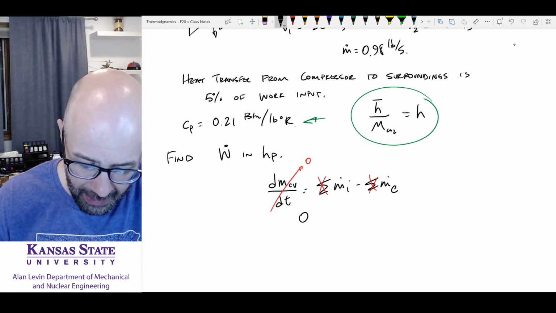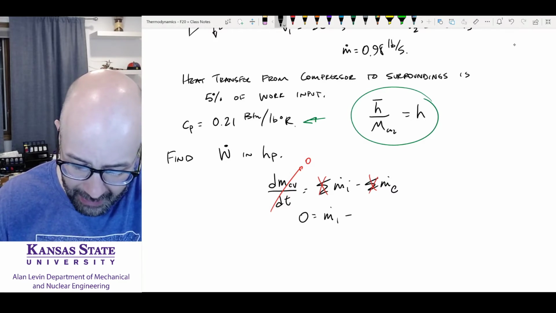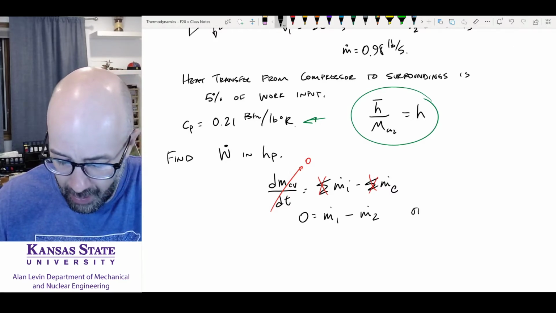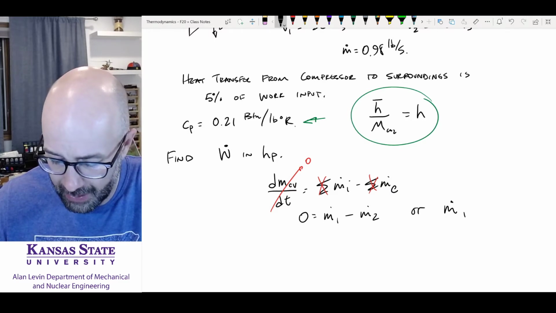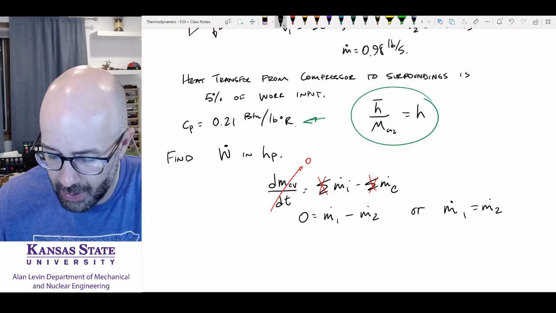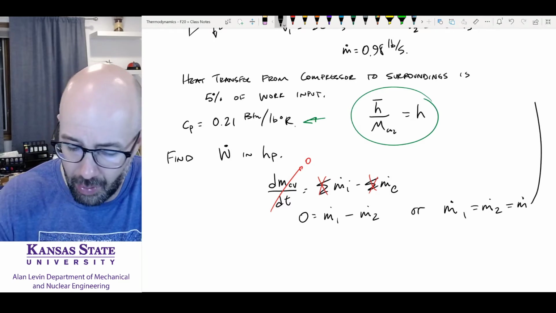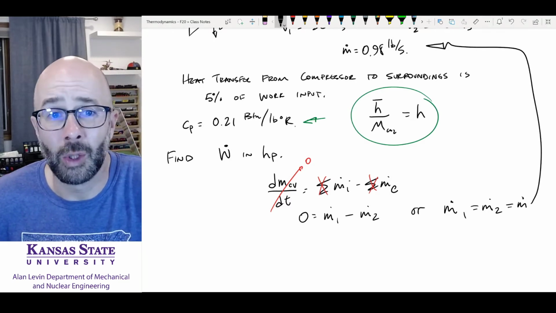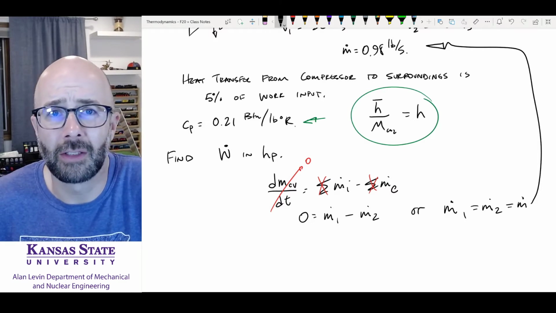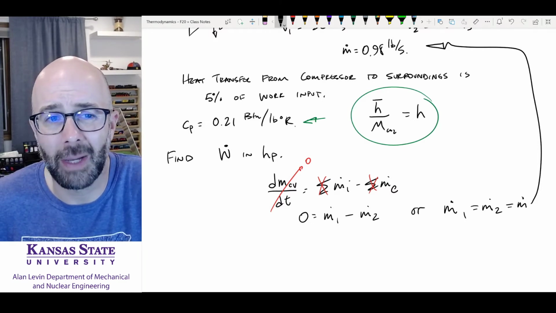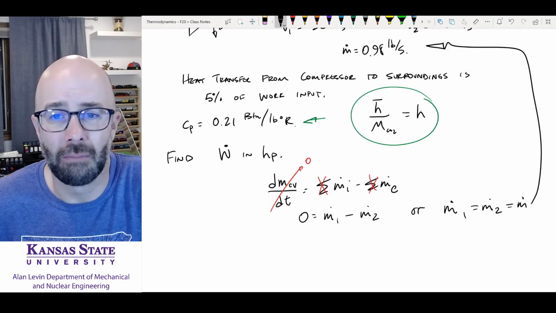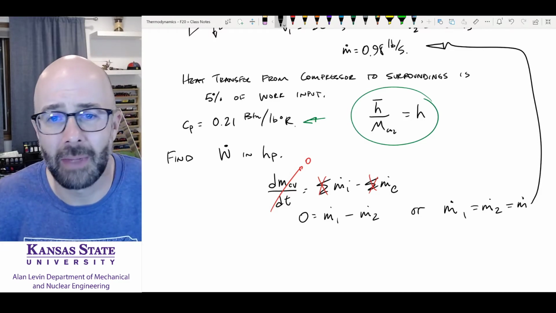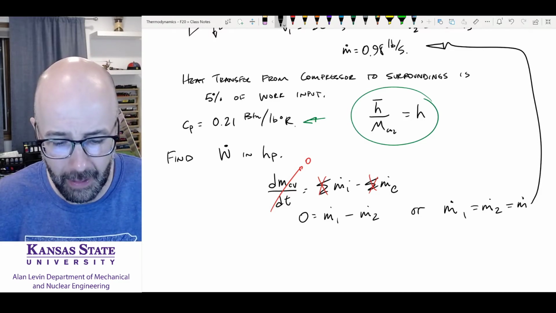So 0 is equal to m dot 1 minus m dot 2, or we can say that mass flow rate of 1 is equal to mass flow rate of 2, which is just equal to our mass flow rate, which we were given up here in the problem statement, so we don't have to worry about it. You can do this in your head. This is nothing spectacularly difficult, but we're going through the steps. Let's go through the steps to make sure we are complete.